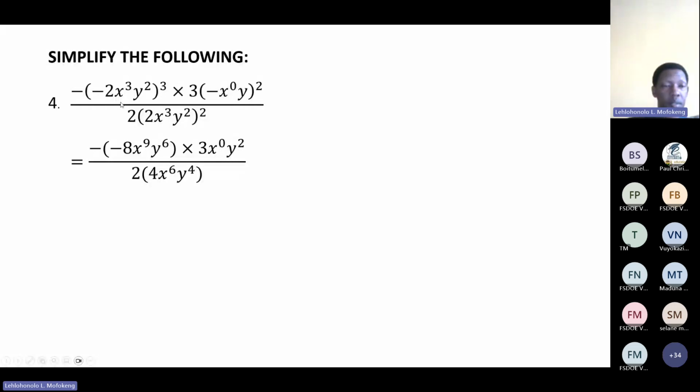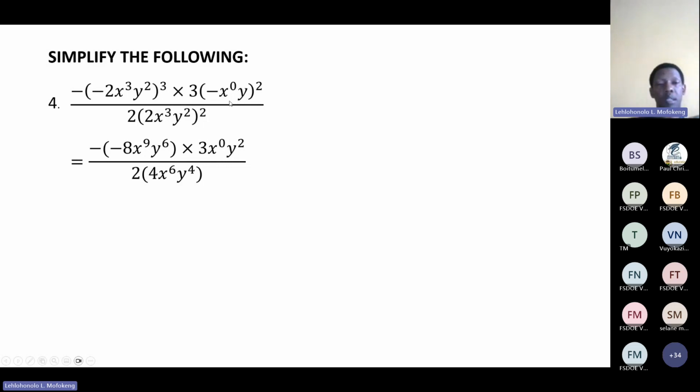And then the first one, we keep the negative which is outside the bracket because it's not part of it. And then we raise negative to an odd exponent, it will come back negative. And then we raise 2 to exponent of 3, it will be 8. X cubed raised to 3, it will be x to exponent of 9, because we multiply the exponents, 3 times 3 is 9. Y to exponent of 2 raised to 3, it will be 3 times 2, it will give us 6.